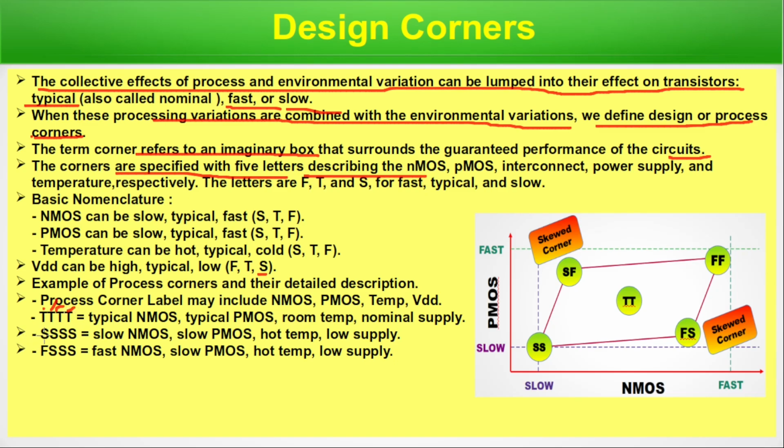And this SSSS means slow NMOS, slow PMOS, temperature slow, if it's hot, so hot temperature, and low supply. Supply is low, that is S, so low supply. FSSS means fast NMOS, slow PMOS, slow temperature means hot temperature, and slow supply means low supply. So we are done with this slide. Let's move to the next slide.